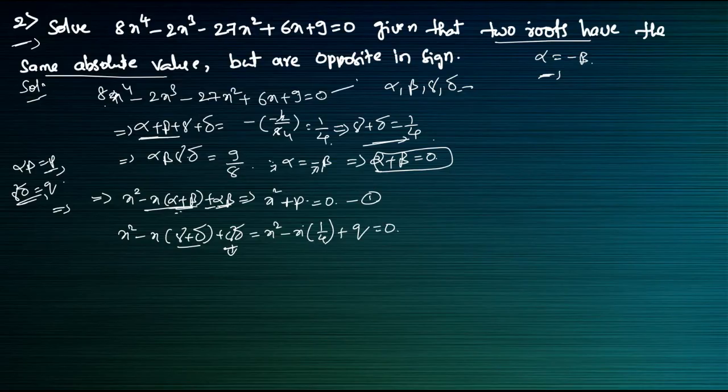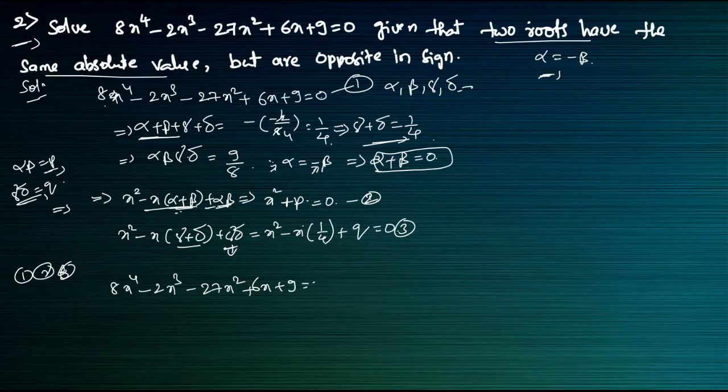So here, if we think that is the first equation, sorry, I will take this as the second equation, there is a third equation. So from 1, 2 and 3, what will be the answer? We'll check. x into 8 into x to the power of 4 minus 2 into x cube minus 27x square plus 6x plus 9 is equal to 0, no? So it is the multiplication of these two equations, 2 and 3.